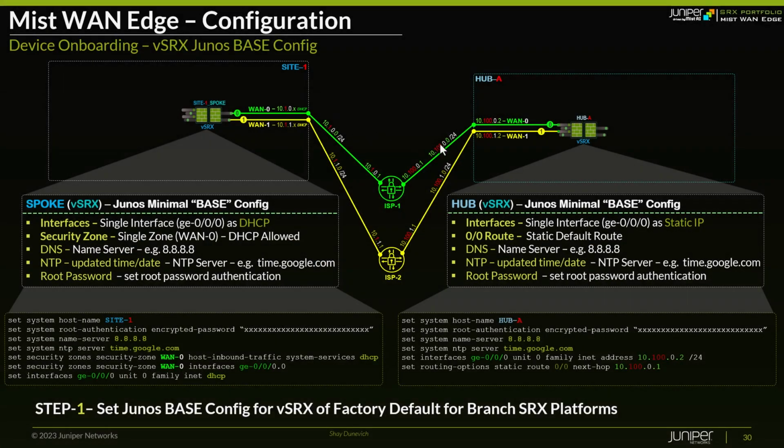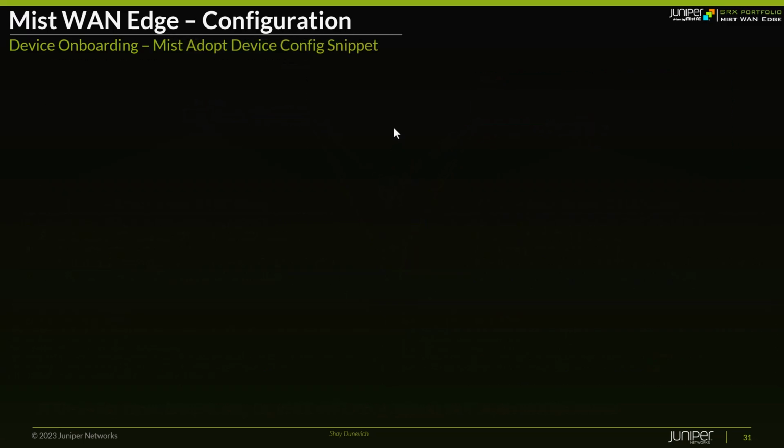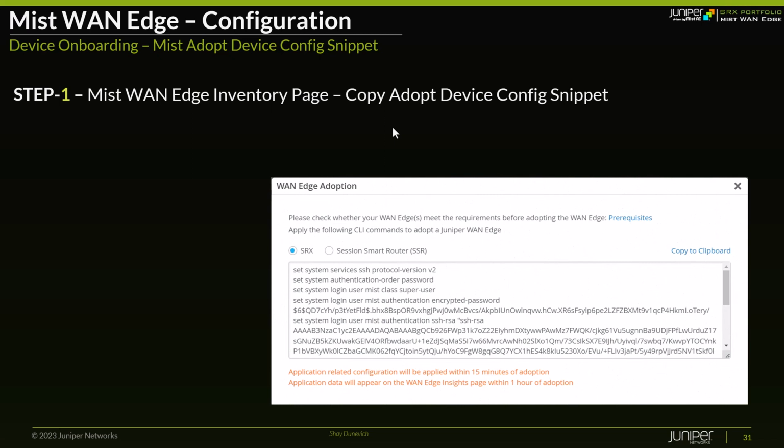Once we have our base config on the VSRX devices, we're ready to onboard the devices onto the Mist cloud. The process is pretty simple. If we go under Inventory, which I'll show you in a second, there's an option to click on Adopt Device, and a short config snippet will be generated specifically for your organization.